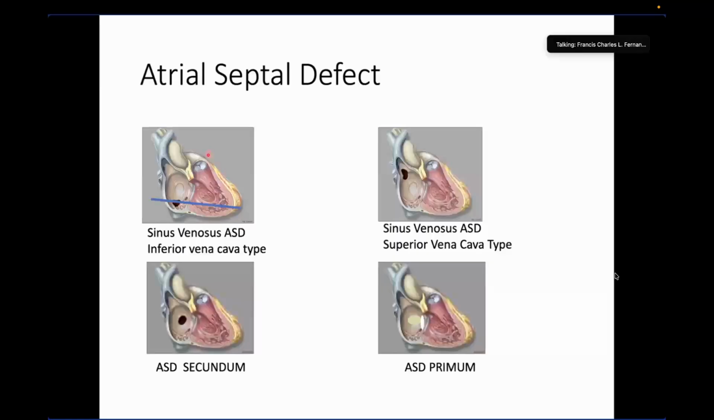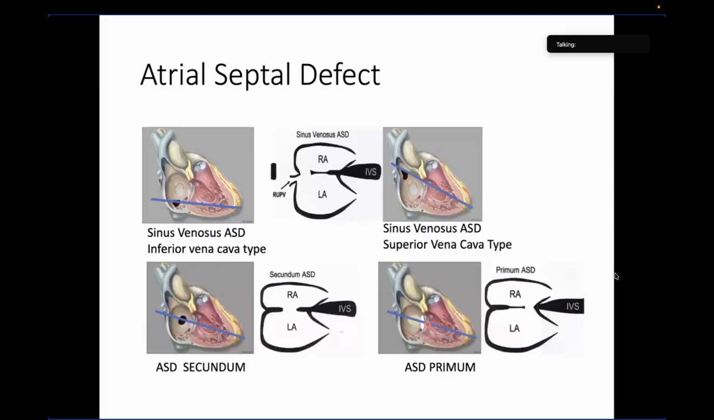So ito yun. So these are the defects. So secundum type. So this is the sinus venosus near the roof. And you have the superior vena cava type, sinus venosus. So there's one on top, there's one at the inferior vena cava and superior vena cava, and the primum, the one closer to the AV valves. Okay. Yeah.